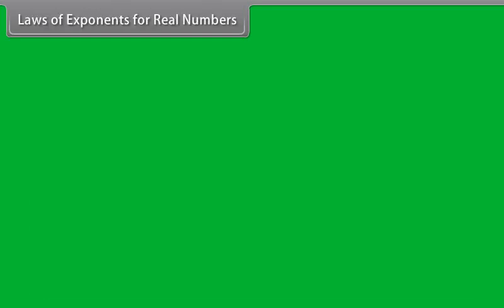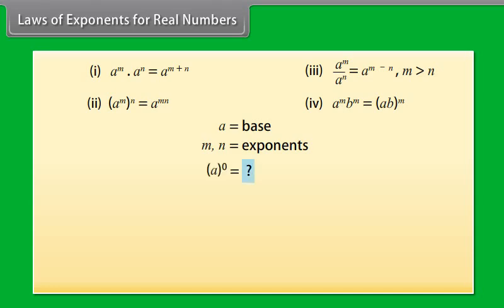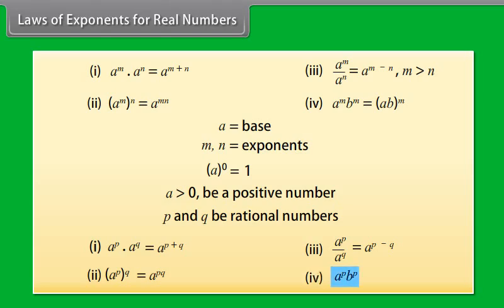Laws of exponents for real numbers. Remember the given laws of exponents. Here A is called the base and M and N are the exponents. Now guess what is A raised to the power 0? Yes, A raised to the power 0 is 1. Now let A greater than 0 be a positive number and P and Q be rational numbers, then we can say that in multiplication, when bases are same, powers are added. In multiplication, two powers of the same base get multiplied. In division, when bases are same, powers get subtracted. And when powers are same and bases are different and are getting multiplied, then we take the power as common.